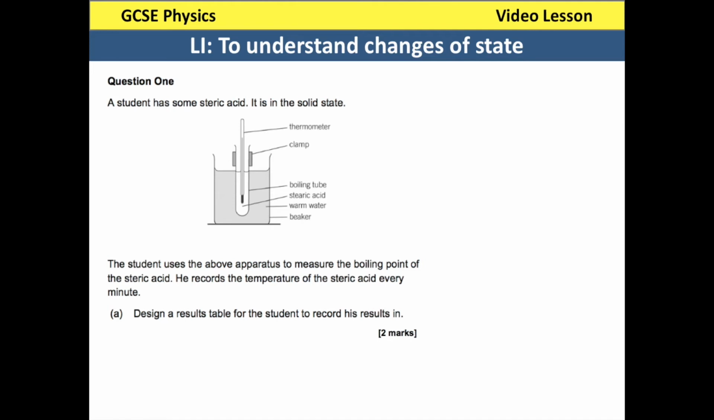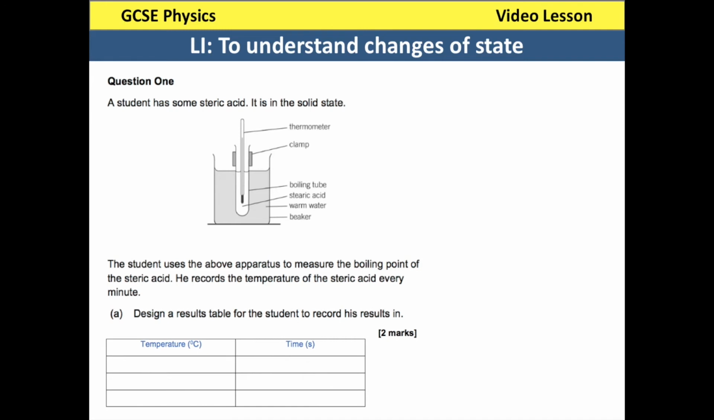Now, the key things to remember with results tables are that we have to clearly label the headings of the table. You're not required to introduce any estimated values or anything like that. We just need a blank table to record our results in. Obviously, he's recording the temperature, so we need to have temperature as one of the column headings, and it says that he does this every minute, so we need to have time as the other column heading. We also need to make sure we include units in the column headings, so we should have temperature (degrees Celsius), and we should have time (seconds). The mark scheme would accept time (minutes) as well.